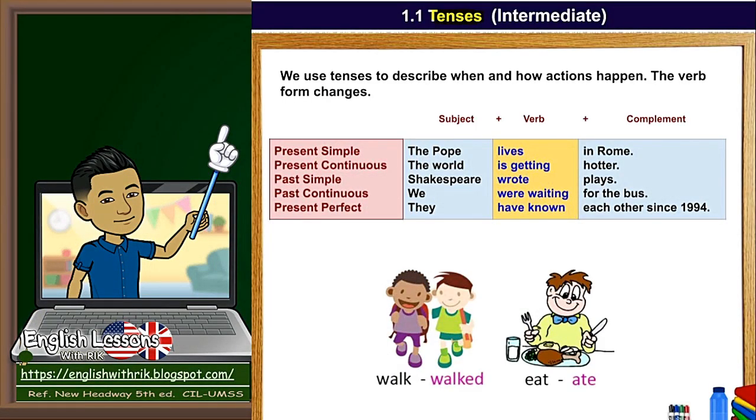Tenses. We use tenses to describe when and how actions happen. The verb form changes. Present simple. The Pope lives in Rome. Present continuous. The world is getting hotter. Past simple. Shakespeare wrote plays. Past continuous. We were waiting for the bus. Present perfect. They have known each other since 1994.